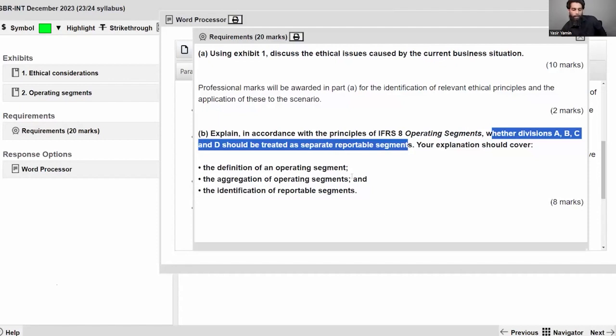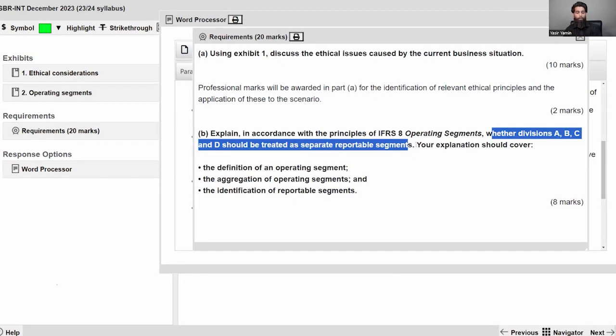So again, it says explain in accordance with the principles of IFRS 8. Remember, whenever an explain requirement comes, it is always a theoretical requirement. By theoretical, I mean that you always need to just explain the principles behind a particular accounting standard. What did the accounting standard say in this particular regard? And that's it. Nothing much. It's a relatively straightforward requirement.